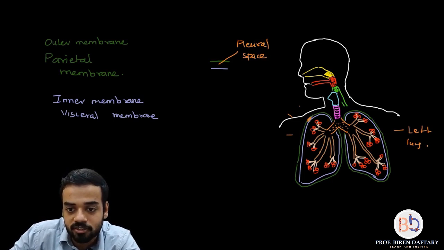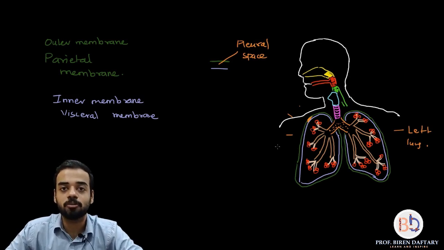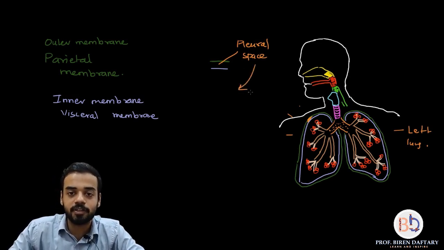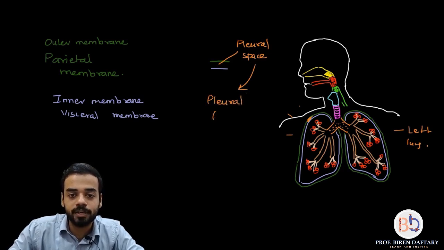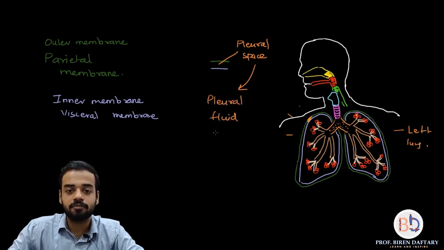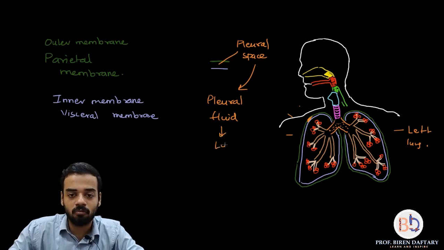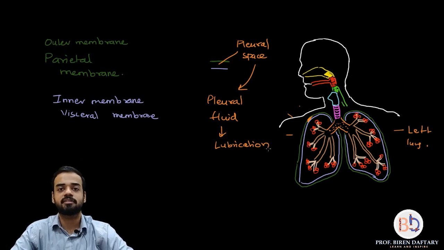I will just show this space in between. It's called the pleural space, and this space is filled with a liquid or fluid which is called pleural fluid, which is a lubricating fluid which prevents friction. Now why do you need to prevent friction? So I have written down lubrication.